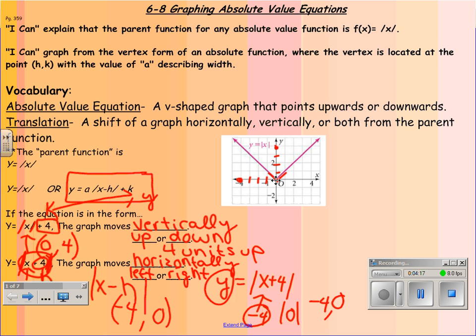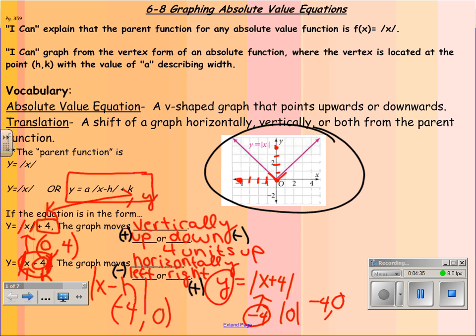So if we're going to shift up or down, I'm just going to add another little symbol here. Up, of course, is going to be positive, and down is going to be negative. If it's left, we're going to shift negative, and right is going to be positive. So remember, because we're going to talk about this again, this is our parent function.